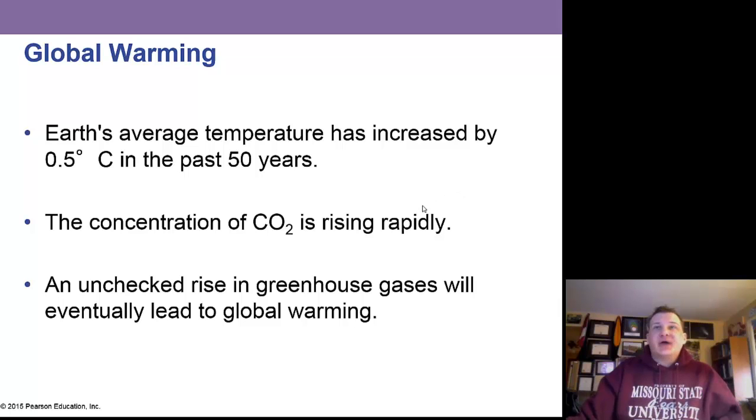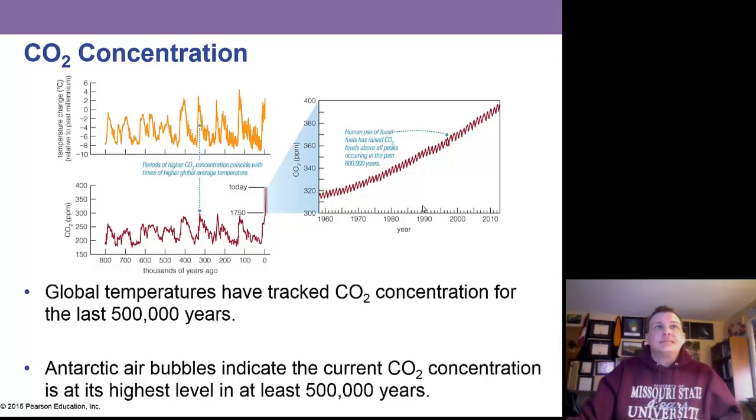Earth's average temperature has increased by 0.5 degrees Celsius in the past 50 years, which doesn't sound like much, but it really is. The concentration of carbon dioxide is rapidly rising, and an unchecked rise in greenhouse gases will eventually lead to global warming. So here we see a plot of concentration of carbon dioxide since the 1960s, and we can see that it has gone up significantly.